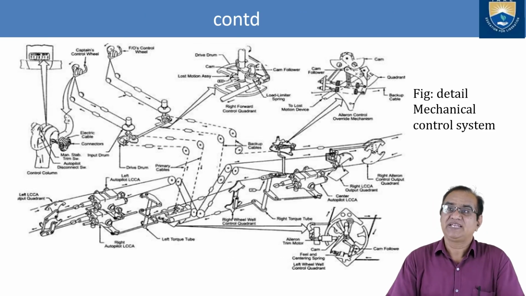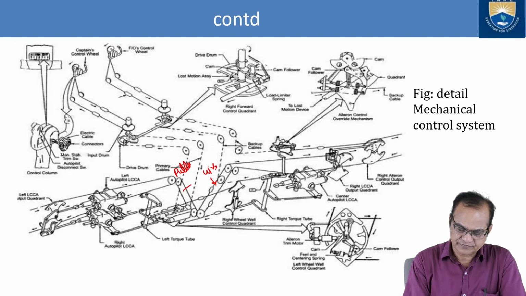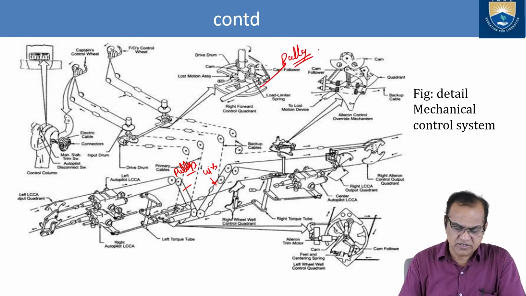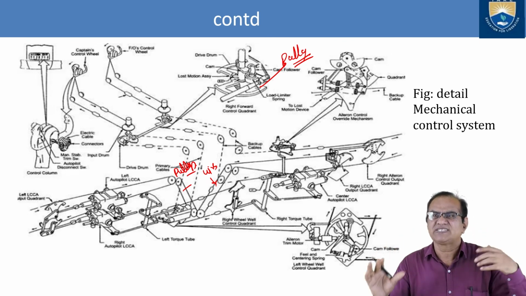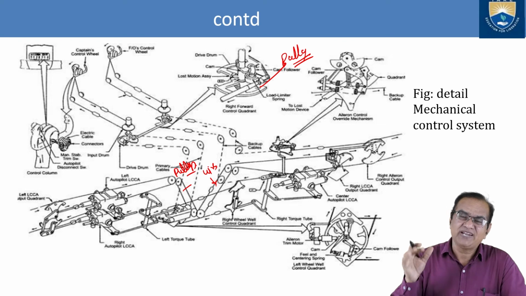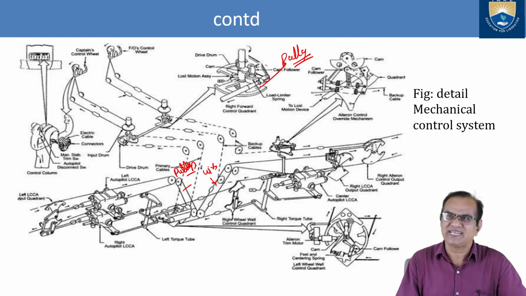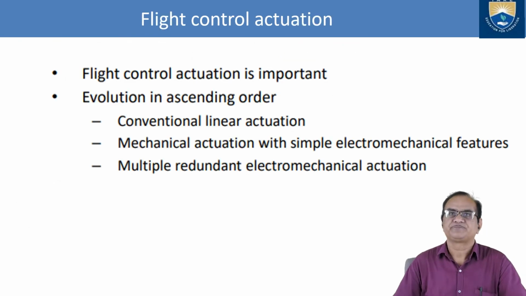Further, if you see the detailed mechanical control linkages, there are a lot of wires and pulleys. These are the wires, these are the pulleys, different pulleys, here also one pulley is there. So different numbers of pulleys, wires, and rods, so many things are used. So a flight control system is very complex and complicated, and it needs a lot of expertise to fabricate and to do the testing of the systems.